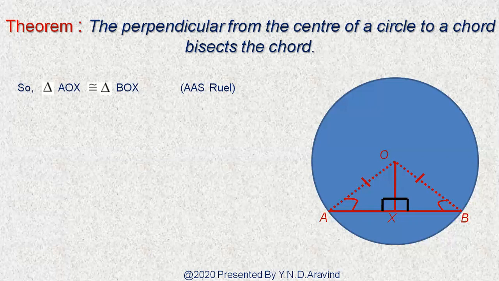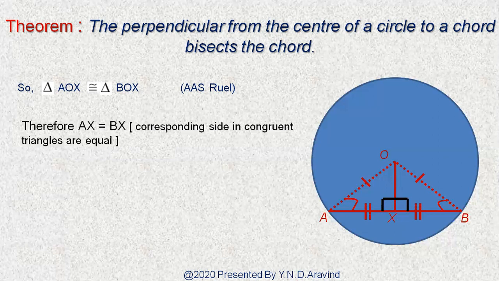And we know that these two triangles are congruent. The corresponding angles and the corresponding sides are equal. So friends, AX is equal to BX. Hence, the perpendicular from the center of the circle to a chord bisects the chord.